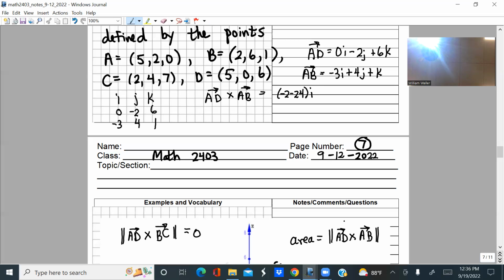So 0 times 1, that's 0, minus minus 3 times 6, which is minus 18. So you get 0 plus 18, but then we have to turn around and change the sign again. So we end up with minus 18 times j, right? Then what about for that third coefficient? Forget about this column. So we have 0 times 4 is 0, right? And then minus 3 times 2 is positive 6. So we get 0 minus 6 times k, right?